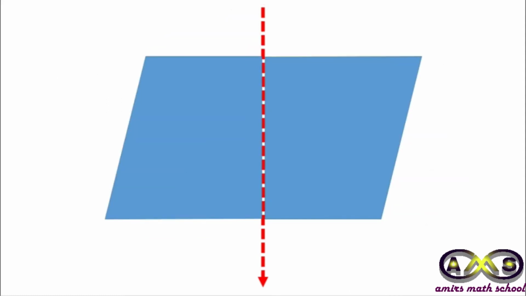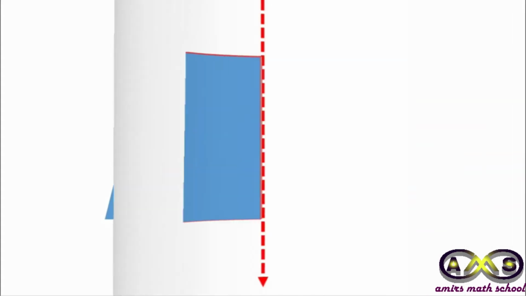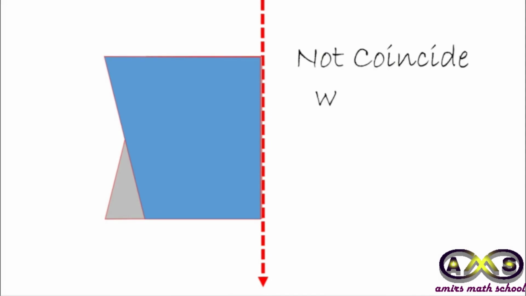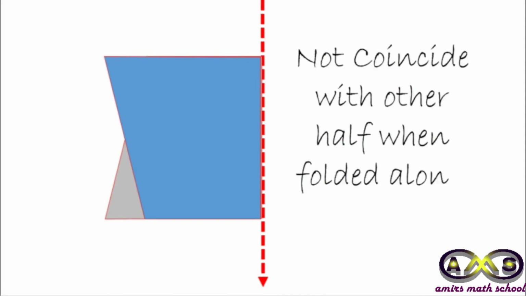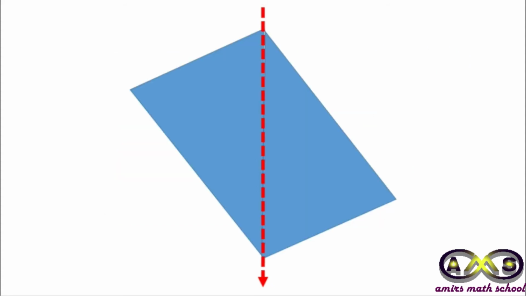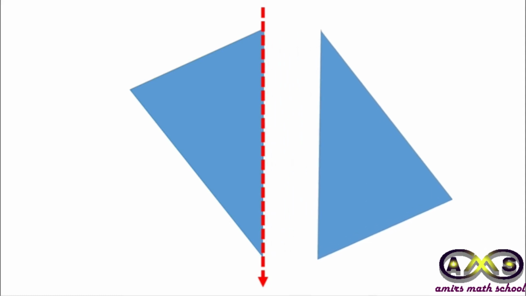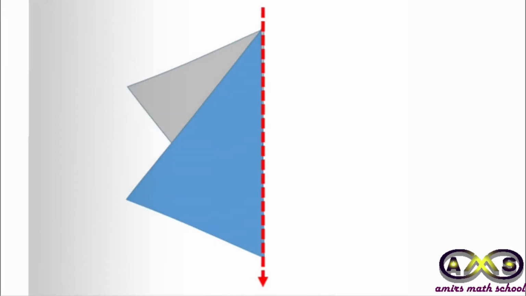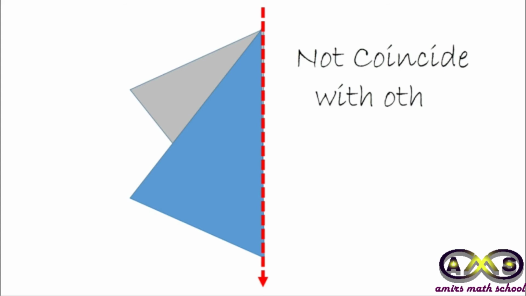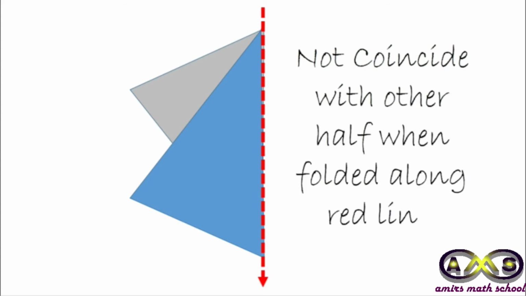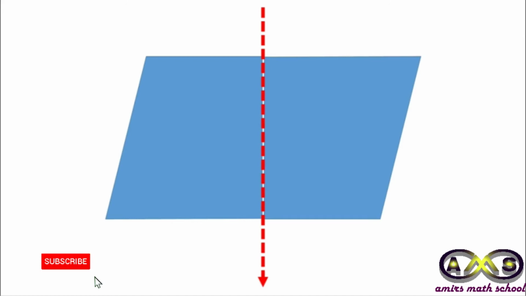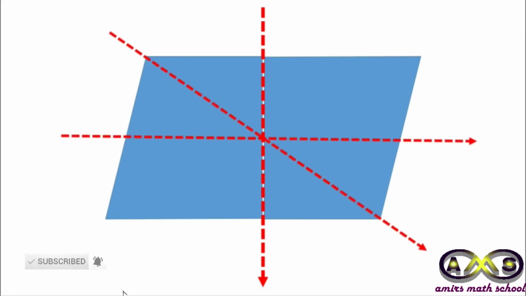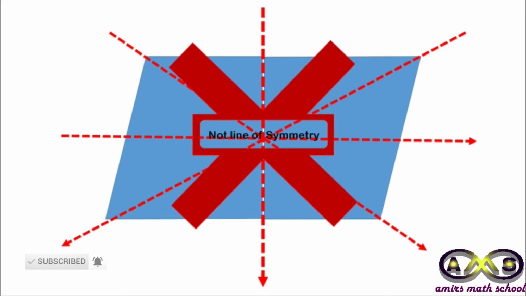Let's go back to the parallelogram. If we fold this parallelogram along this red line, one half does not coincide with another half. If we try another line, that is the diagonal of the parallelogram, we can divide it into two equal parts. But one half does not coincide with the other half when folded along this red line. So we can say these lines are not lines of symmetry for this parallelogram.